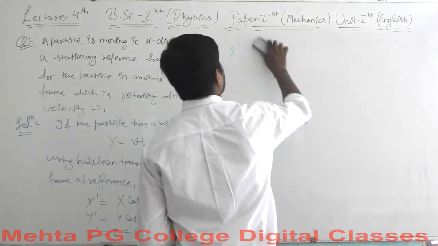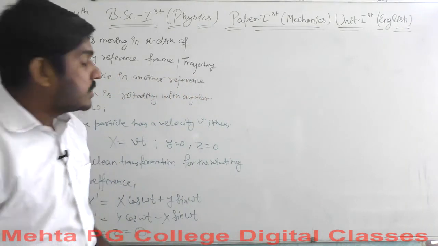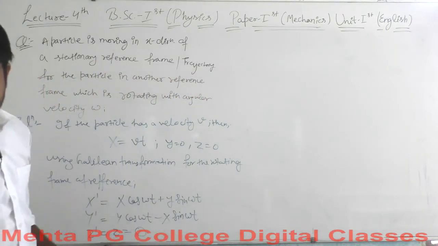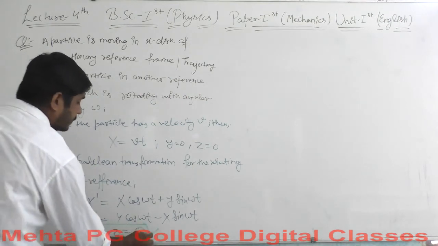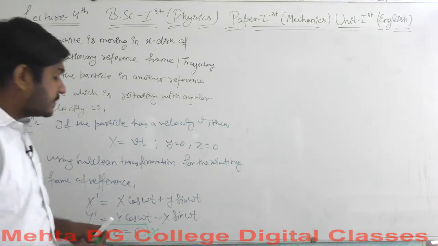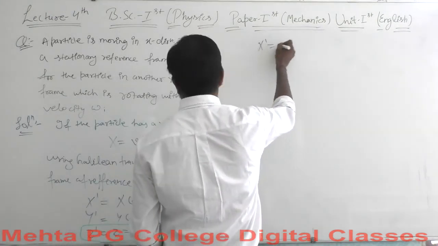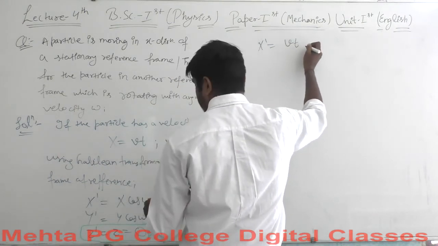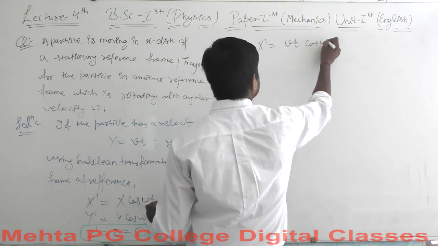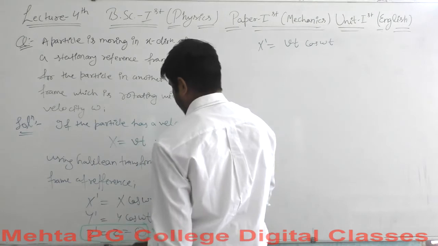Okay, so we will put the values here. If z equals 0, we will not discuss the z-axis again. We do not need this particular axis, so let's skip it and proceed with these two axes. The value of x' is Vt cos of omega t, but y equals 0, so we do not need to consider y here also.